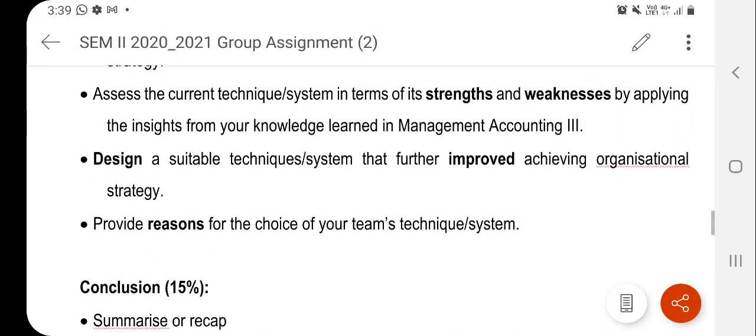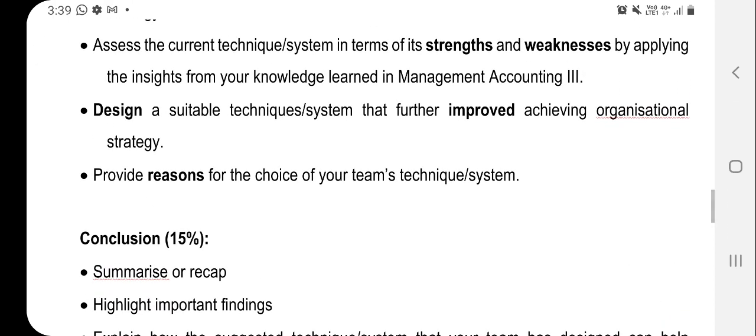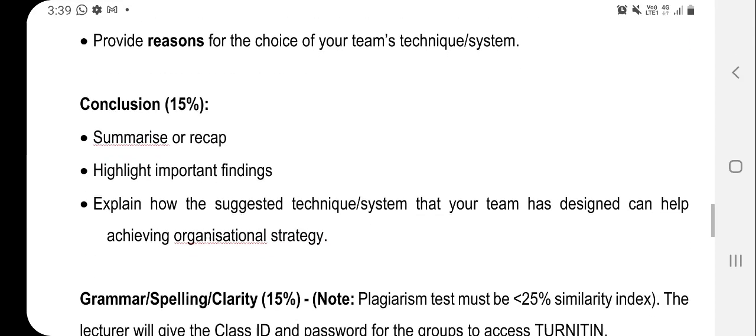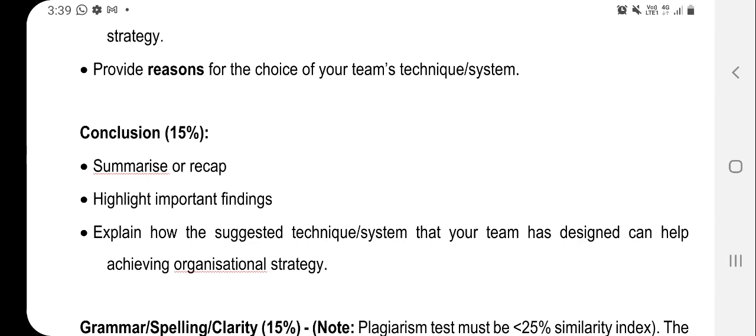Or maybe step number 3, you can suggest a new system. Like I said earlier, maybe the business uses ABC, and then for step number 3, you suggest what can be done to improve the implementation of the ABC. Or you can also suggest the business use other systems that are maybe, in your opinion, better than the ABC for the business. So that is the thing. So number 4, you provide reasons for the choice of your team's technique or system that you have proposed in step number 3. Conclusion.